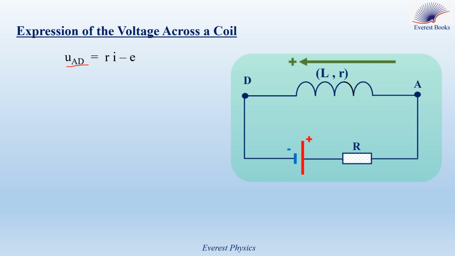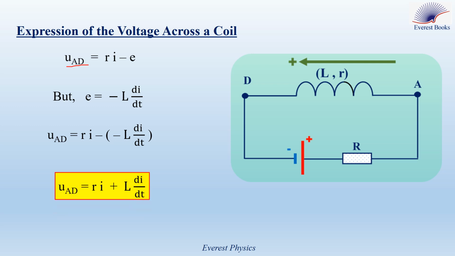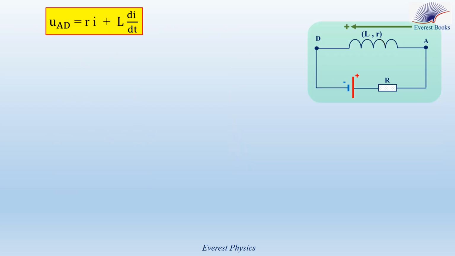Now, the self-induced electromotive force is equal to minus L di by dt. This is going to be UAD is equal to RI minus into minus L di by dt. This is going to be UAD is equal to RI plus L di by dt. Now, referring to this formula, the potential difference across the terminals of the coil in this figure is given by Ri plus L di by dt.